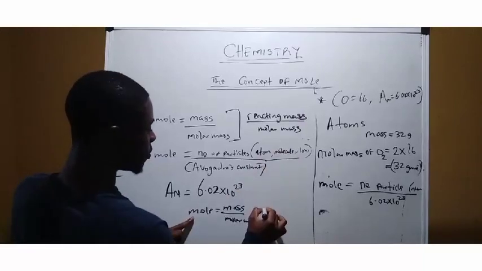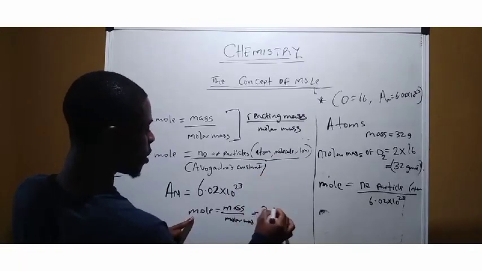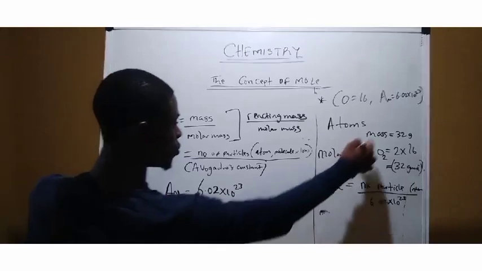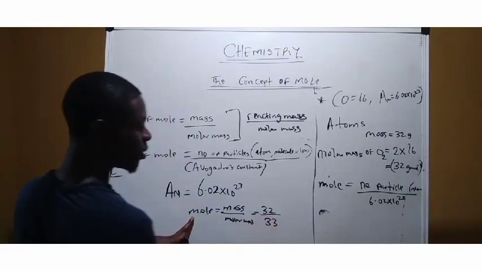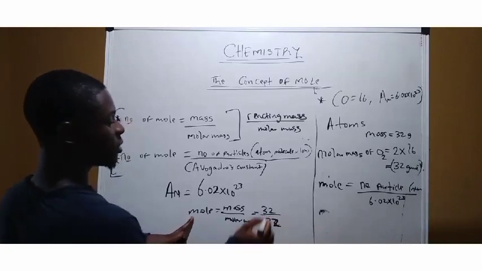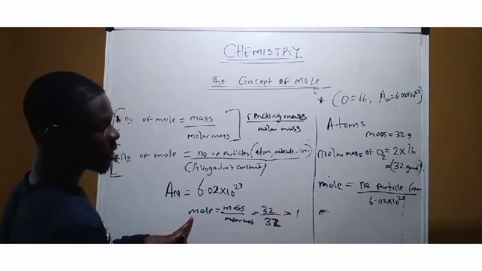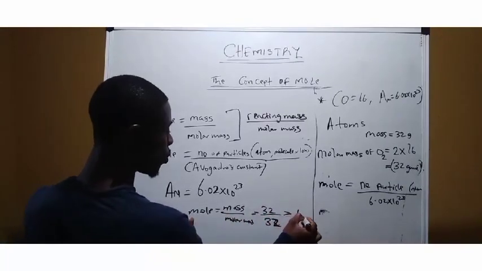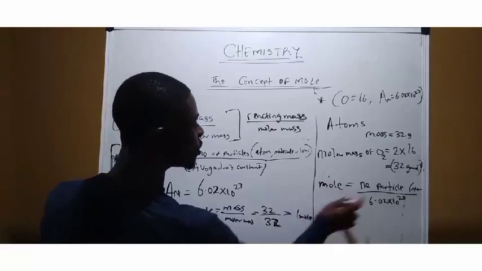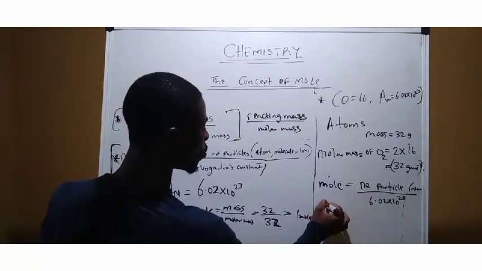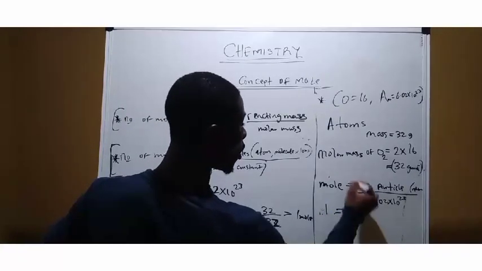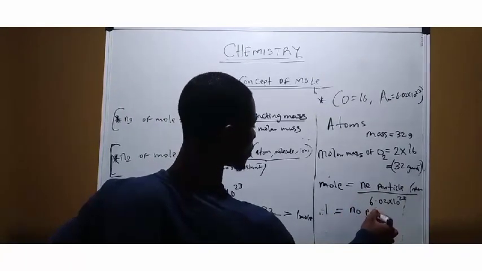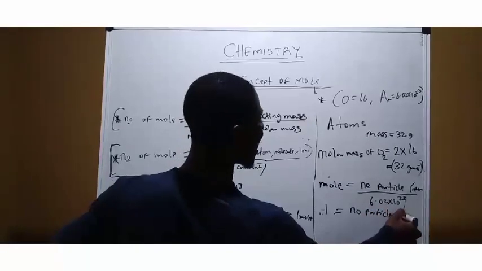Since we're given the mass of the gas to be 32, and the molar mass of oxygen is also 32, 32 divided by 32 gives 1. By the time we do that, we have 1 mole. So now, putting it into this equation, our mole is 1, equal to the number of particles, which we don't know and are looking for, which at this point is our atoms.